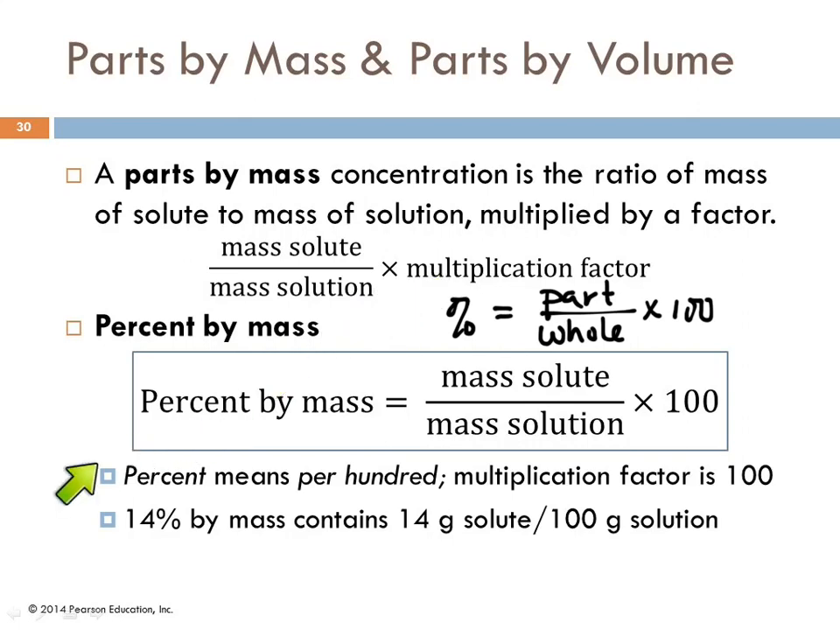So percent by mass. And it can also make a great conversion factor. If you have a concentration in percent, 14% by mass means that you have 14 grams of whatever the solute is per 100 grams of solution. And so if you know the mass of the solution, you can know the mass of the solute that's in it.